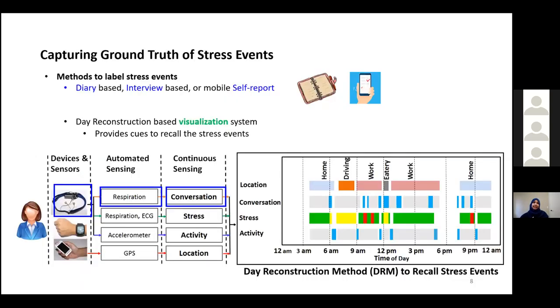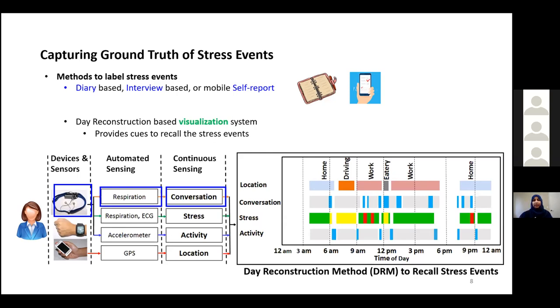Now, the first challenge is that we need to develop a machine learning model, and the input of the model is two classes of data. We need to give a class that contains the stress data, like stressful interaction, what the physiology is during that moment, and another class of data when we are normal, not stressed, so that the machine learning can learn the basic significant properties that arise when somebody is stressed. For that, we need some ground truth or labels for this data. And most researchers have mostly used the diary-based method or interview-based method to capture those stress moments.